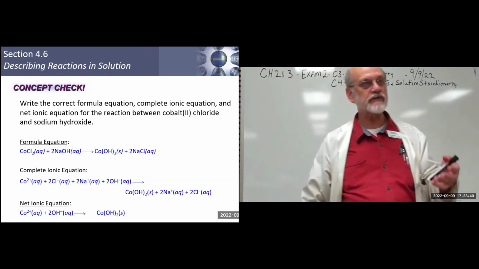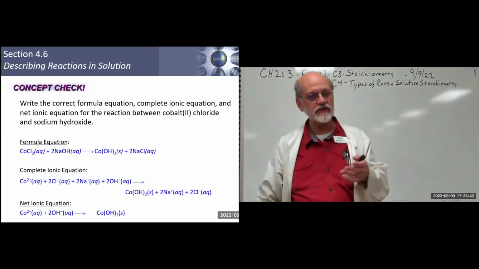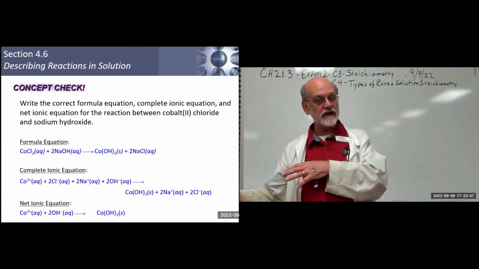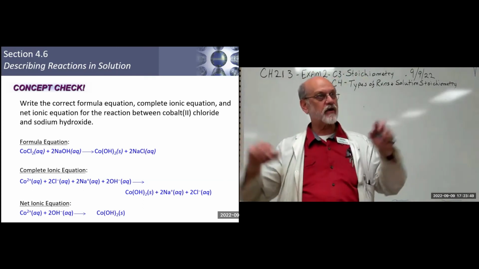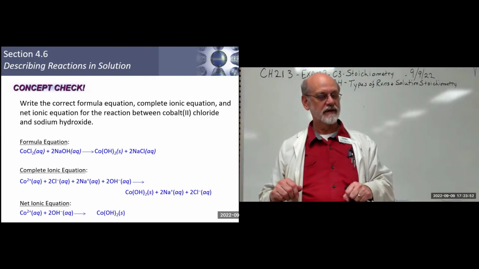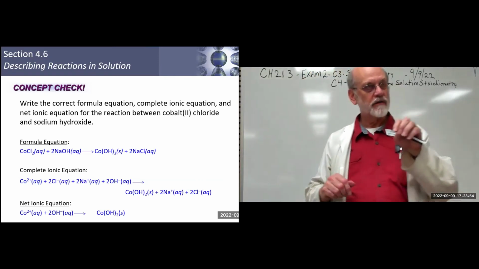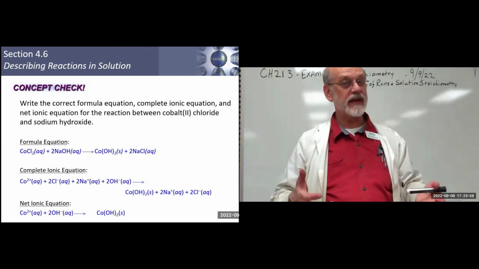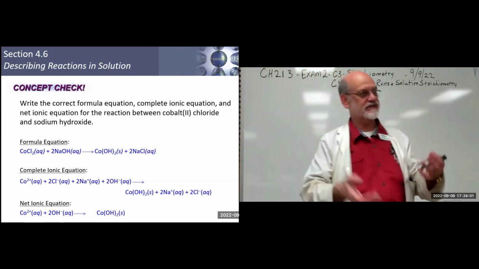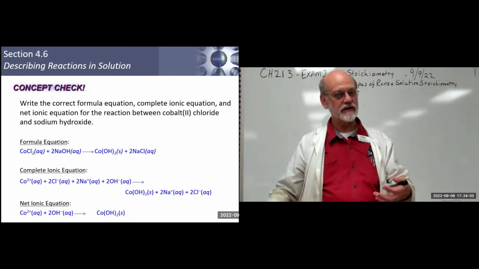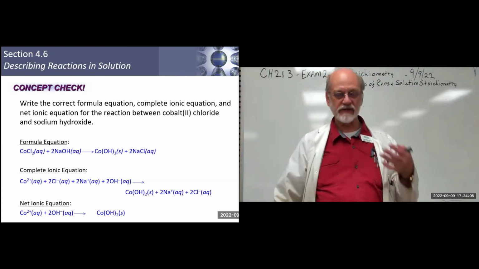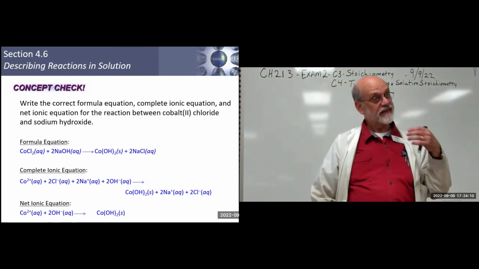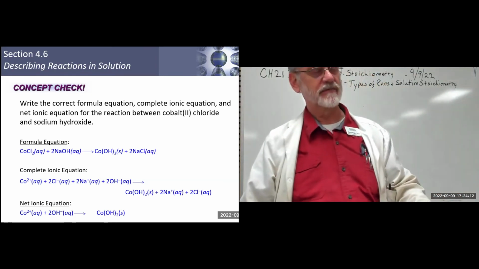Okay, same thing for sodium hydroxide. You got 2 sodiums and 2 hydroxides. Then you bring them together and you do the same thing on the product side. That's your complete ionic equation. Then you just look for common ions on both sides, cancel them out, and that's your net equation. That's the business end of the equation. Cobalt plus hydroxide makes cobalt hydroxide solid. That's your net ionic equation. In fact, that's what drives the reaction.